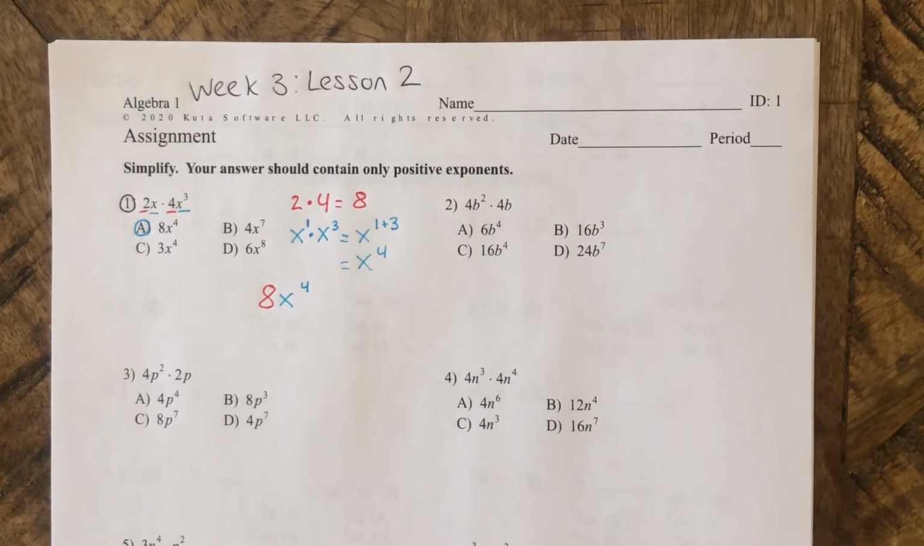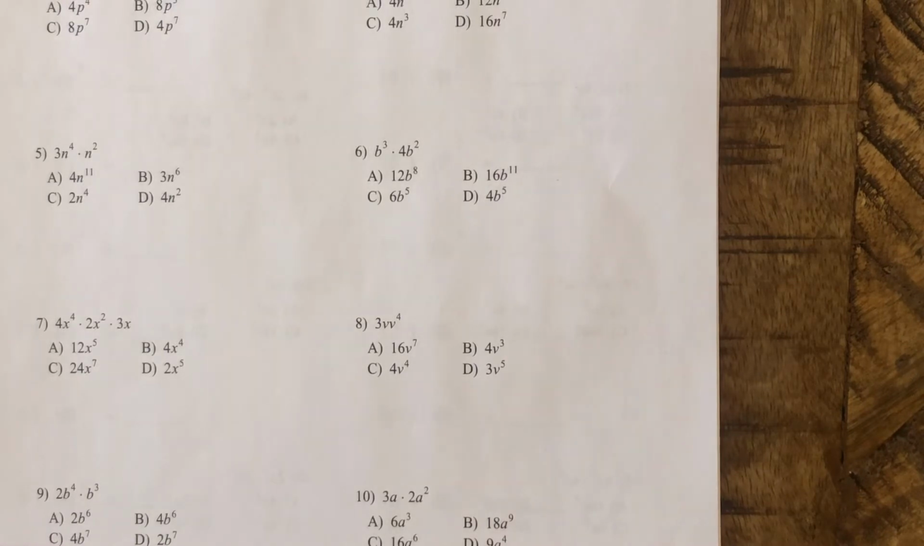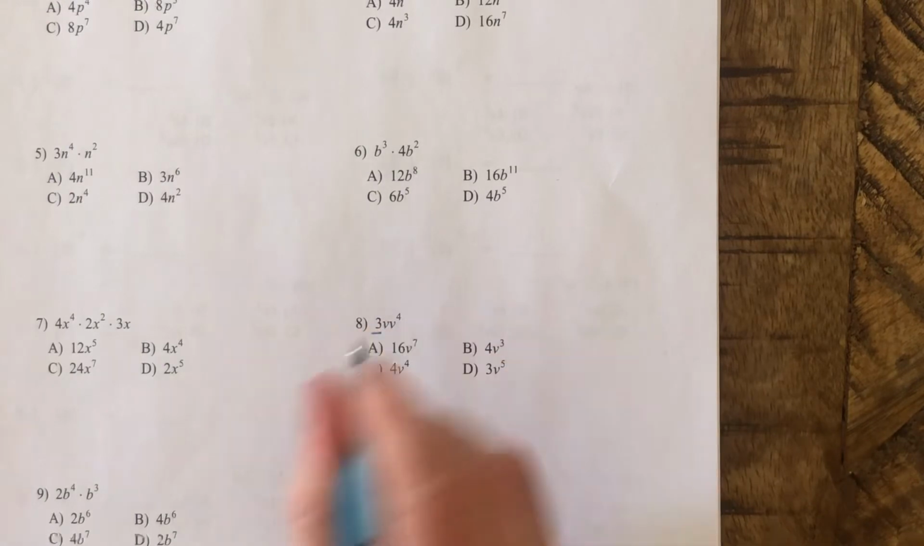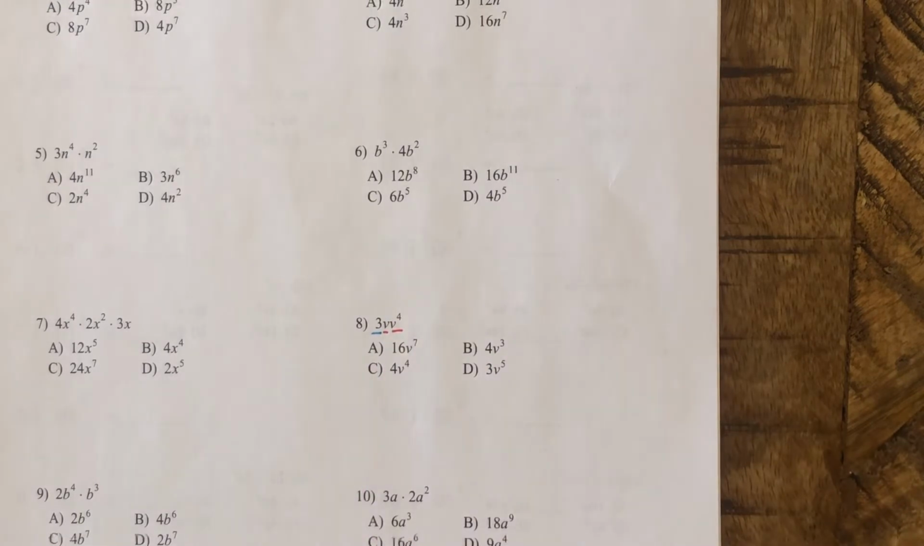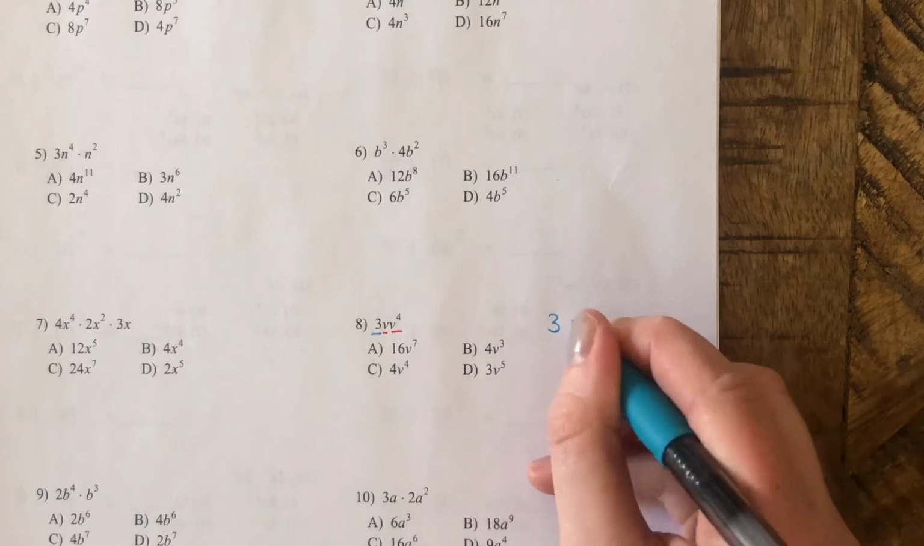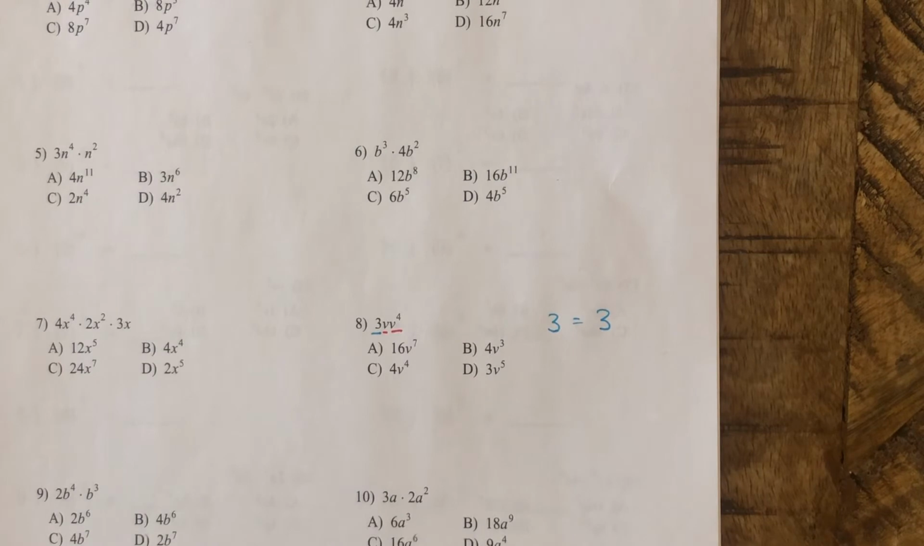Skimming down to look at some other example problems, it may also be helpful to look at number 8. Problem number 8 says 3 times v fourth. So we're going to do this process the same way. Let's look at our numbers first. Well, the only number we have in here is 3. Because that's our only number, obviously 3 equals 3. 3 is going to be our final answer option.